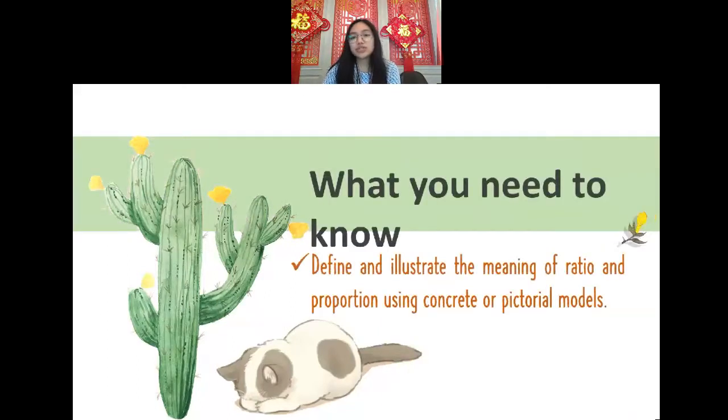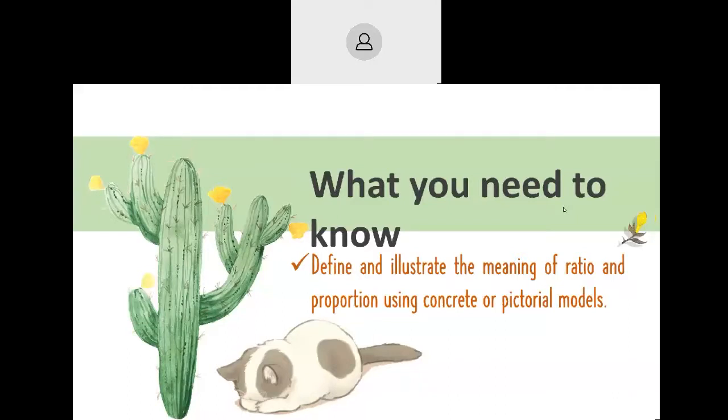Okay, so what do you need to know about ratio and proportion? We are going to define and illustrate the meaning of ratio and proportion using concrete or pictorial models. In order to have more understanding, let's use some pictures. But later on, you don't need a picture, only some words. Okay, do you hear me? Can you see the screen? Okay, next.